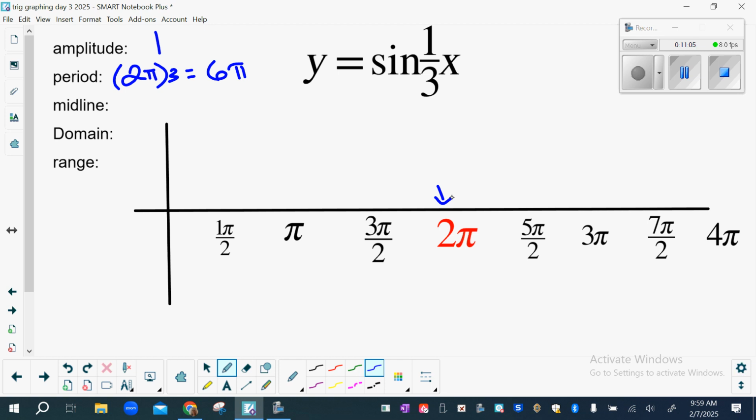It took 2 minutes last time, but now it's taking 6 minutes to get there. Our midline doesn't change. Y equals 0. Our domain is all real numbers. And here we go, -1 to 1. Graph it, please.